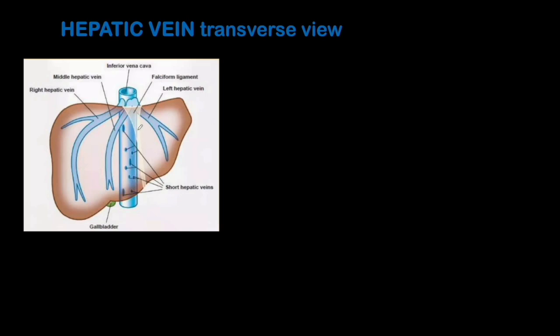So this is the diagram showing 3 hepatic veins. Hepatic veins join into inferior vena cava. We have 3 different hepatic veins: left hepatic vein, middle hepatic vein, and right hepatic vein.